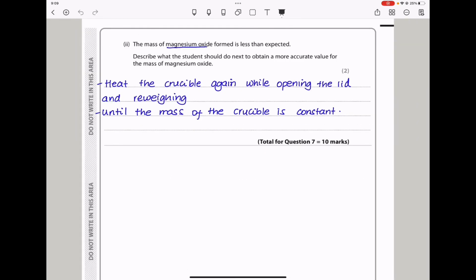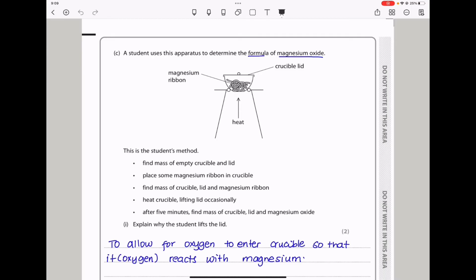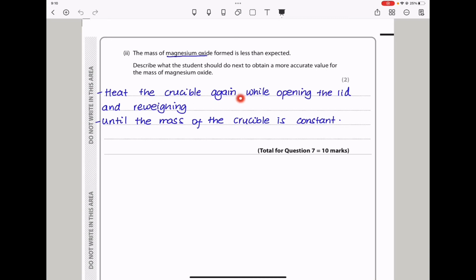Here they say, the mass of magnesium oxide formed is less than expected. Describe what the student should do next to obtain a more accurate value of the mass of magnesium oxide. So if you go back here, all the oxygen atoms that are going to end up in magnesium oxide are going to come from oxygen in the air. So if the mass of the magnesium oxide is less than expected, it means fewer oxygen atoms reacted. Therefore, all we need to do is continue heating as you open the lid to constant mass. So here I said, heat the crucible again while opening the lid and reweighing until the mass of the crucible is constant.